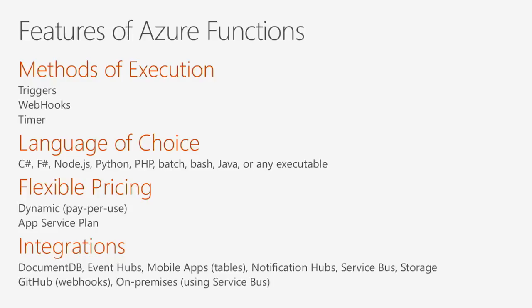If I'm processing files once a week, I will have a dynamic plan, where it basically just uses whatever CPU it uses and I pay for that. Where I've got an app service plan, I'm paying for that 24/7. So that gives me a little bit there.